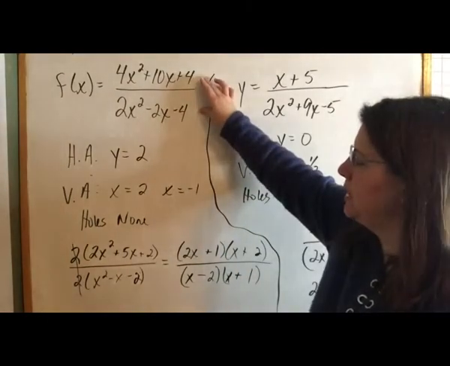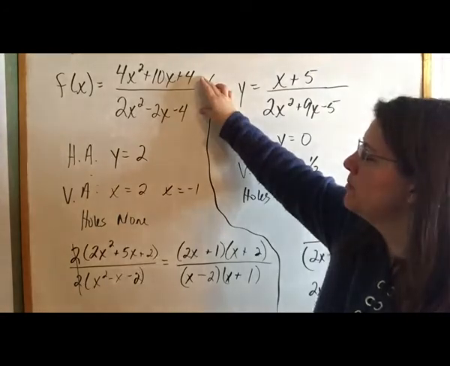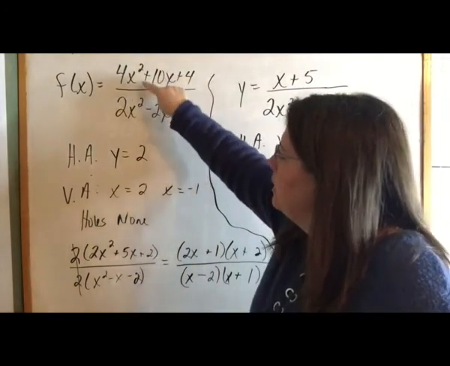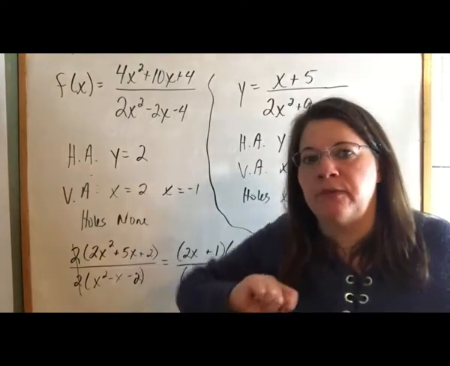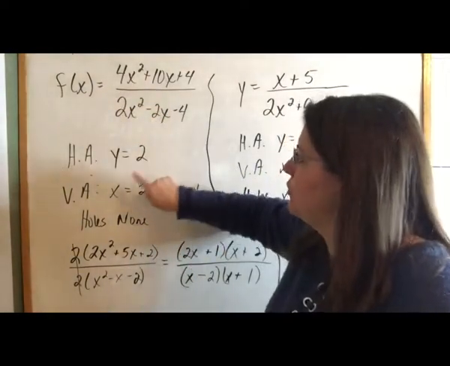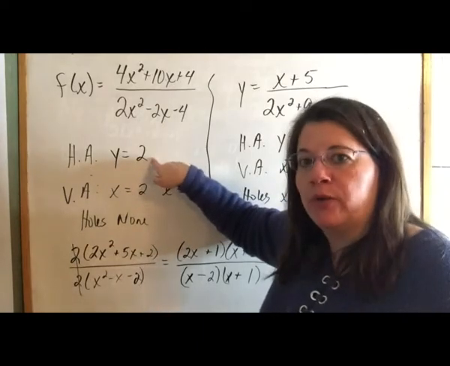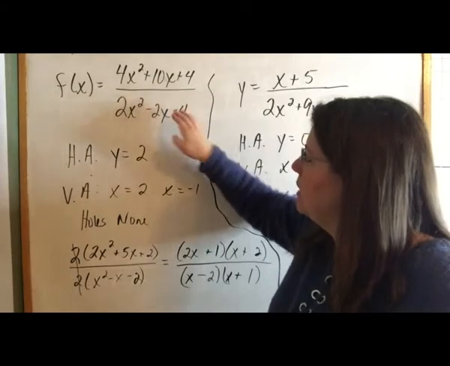In the first one, I'm going to look for horizontal asymptotes first. Notice here they have the same degree. So my horizontal asymptote is going to be the ratio of the leading coefficients. So it's y equals 4 over 2, and 4 over 2 is 2. So y equals 2 is my horizontal asymptote.